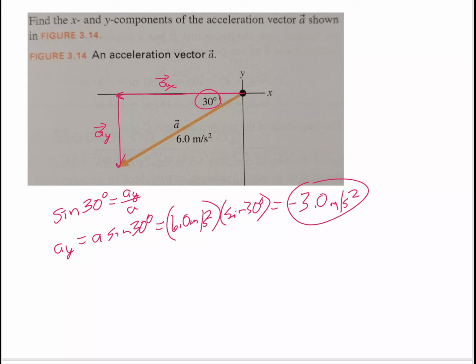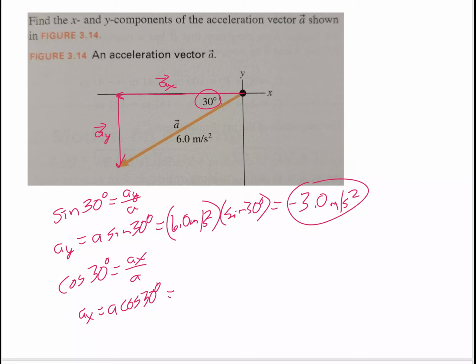Okay, how about the x component? What do we do? It's the opposite. Oh, wait, no, that's the adjacent over hypotenuse, so it's cosine. Cosine theta, or cosine 30 degrees, equals what? A sub x over a. That'd be a cosine 30 equals a sub x. So a sub x equals a cosine 30 degrees.